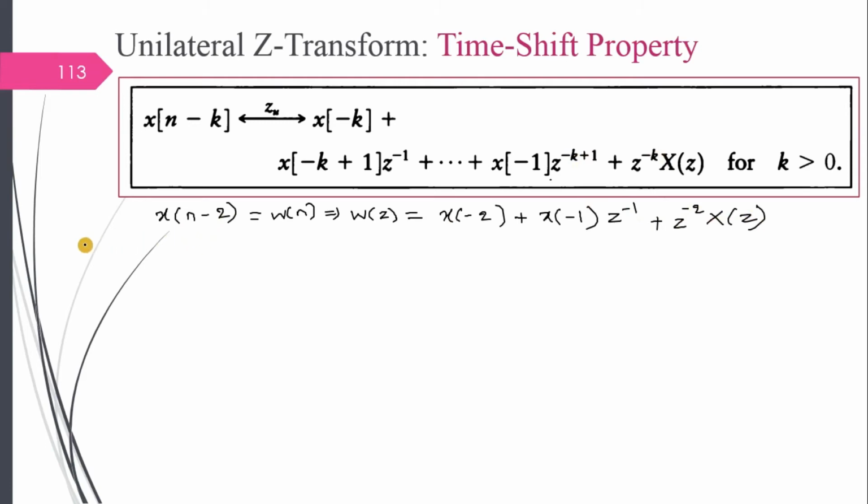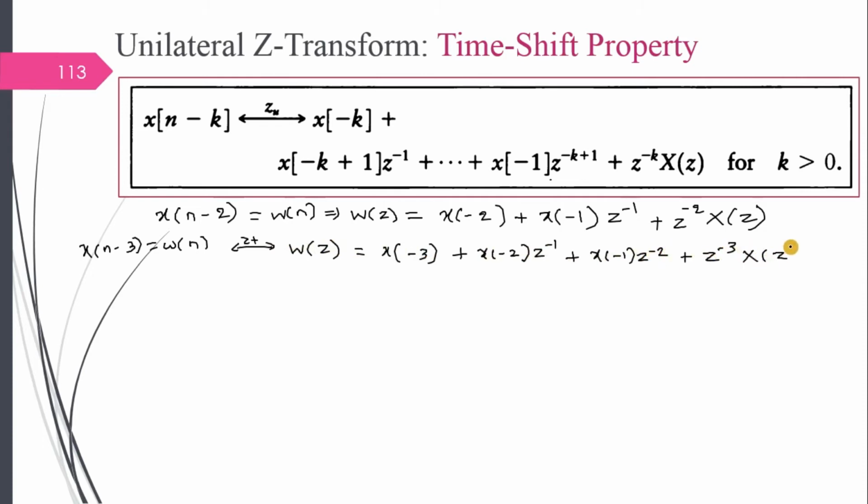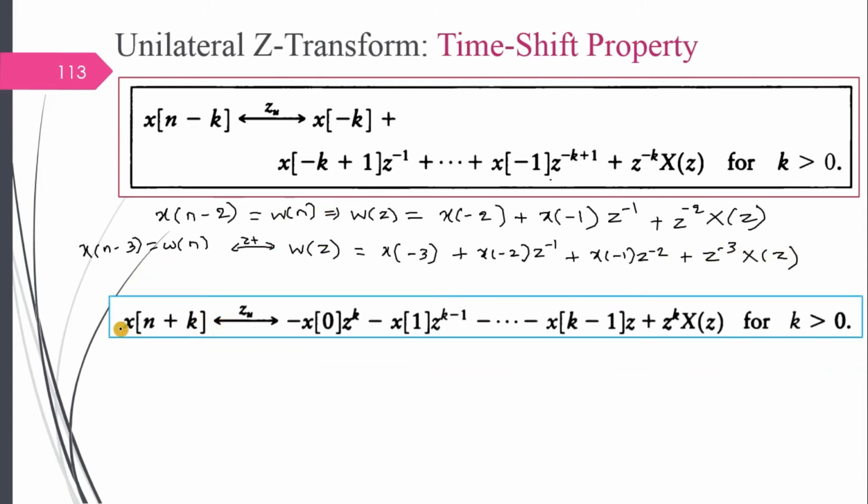Similarly, if I ask you to write x of n minus 3, how would you write it? If I represent it as w of n and take its ZT, what do I get? W of z is equal to x of minus 3, then plus x of minus 2, z inverse, plus x of minus 1, z raised to minus 2, plus z raised to minus 3, capital X of z. This is how we write when it is shifted. Similarly, it can be shown with the definition that x of n plus k can be written in this form.